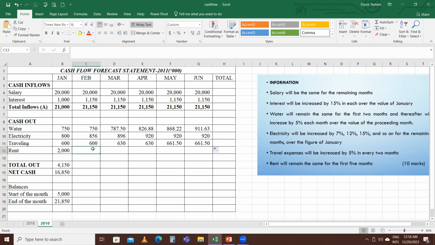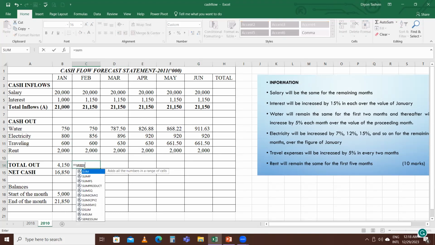Now, the next one, rent will remain the same for the first 5 months. So here, the rent should remain the same for the first 5 months. Since we don't have any other indication, we are going to take it in the absolute manner for the rest of the period. Then we have to take the total out. That is the summation of all the cash outs.